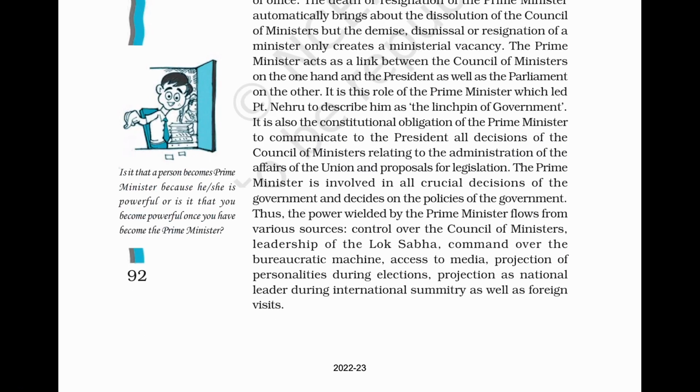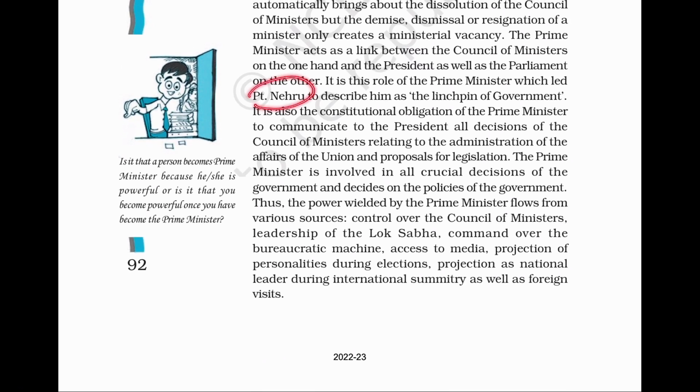So therefore, prime minister acts as link between council of minister and president, or let's say the parliament on the other hand. ठीक है, therefore पंडित नेहरू ने post of prime minister को कहा linchpin of the government, a link between that. Also, it is the constitutional obligation of the prime minister कि उनको president को सारी बातें बतानी हैं, जो भी president could ask for.